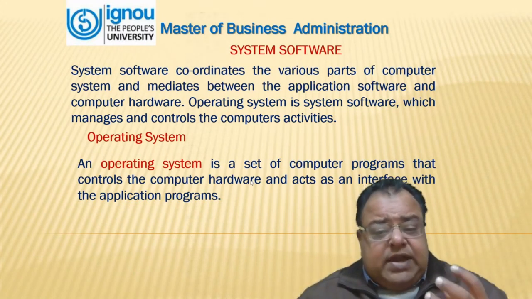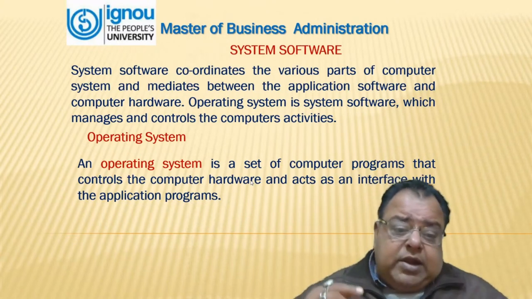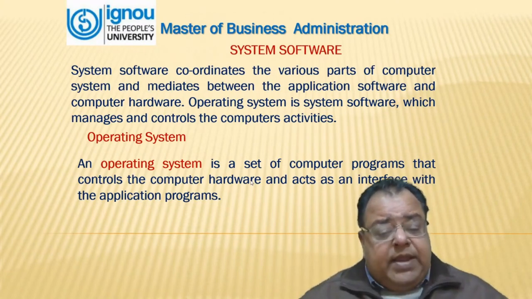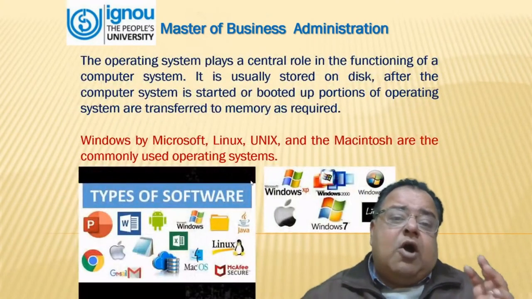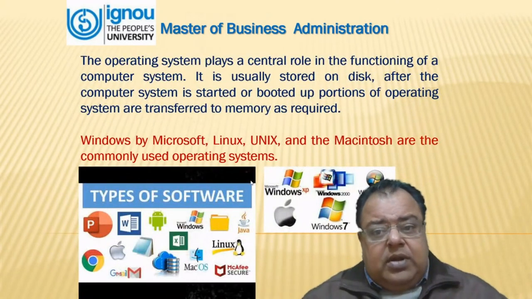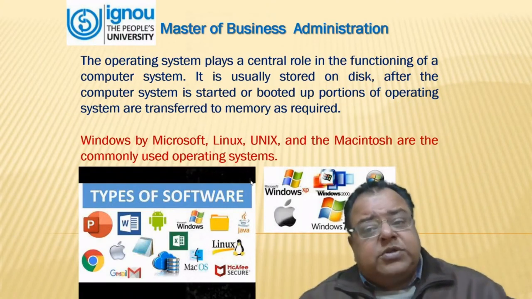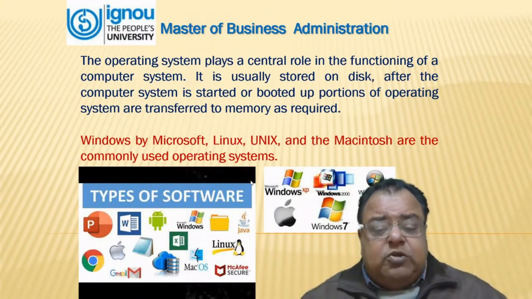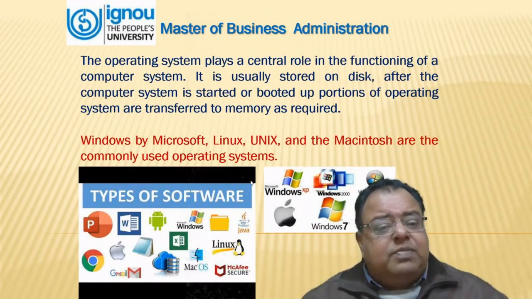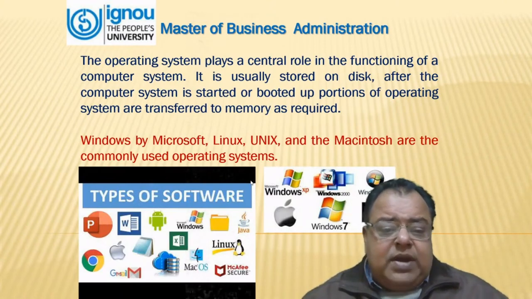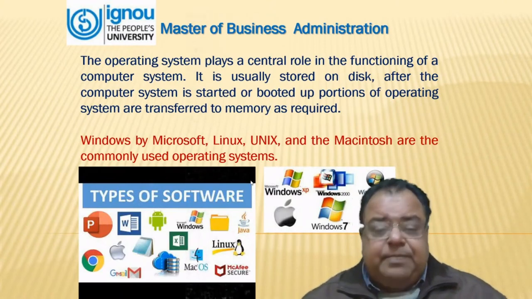Operating system is a set of computer programs that controls the computer hardware and acts as an interface with the application programs. The operating system plays a central role in the functioning of a computer system. It is usually stored on the disk. After the computer system is started or booted up, portions of the operating system are transferred to memory as required. Windows by Microsoft, Unix, and the Macintosh are the commonly used operating systems.